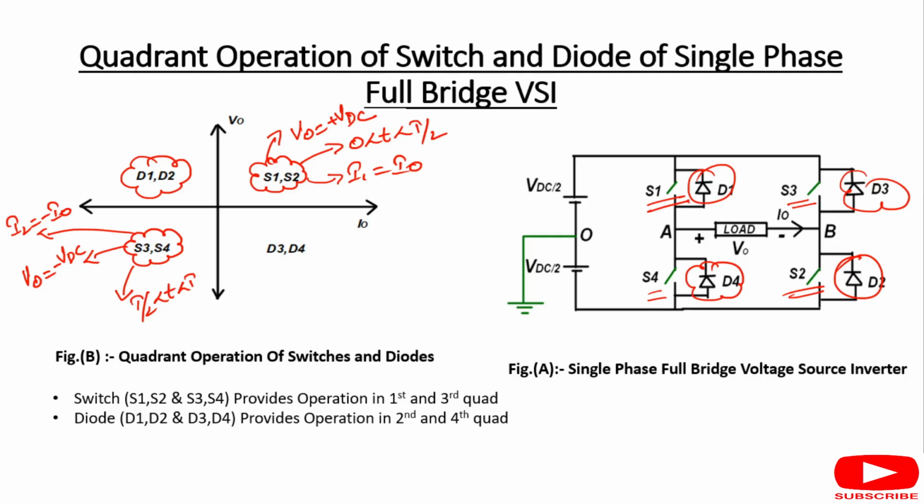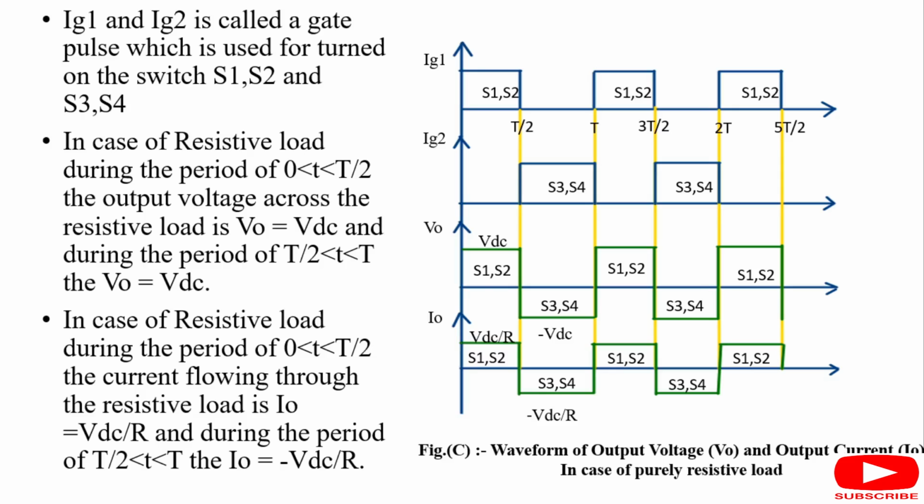So this is all about the quadrant operation of switches and diodes of single phase full bridge voltage source inverter. Now we will discuss the waveform of output voltage and output current, the waveforms of V0 and I0, in case of purely resistive load.